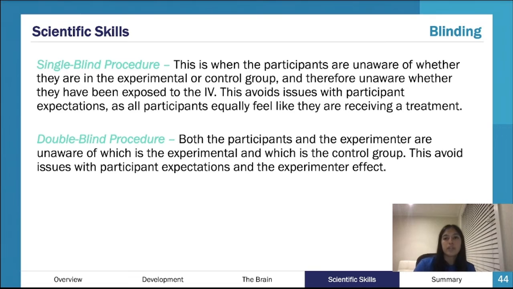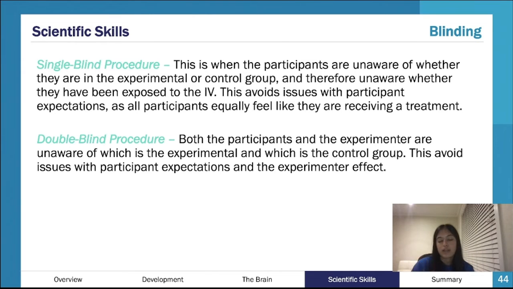Okay, so you guys may be familiar with blinding as well. So again, all of these steps are to prevent anything affecting the DV that isn't the IV. So you guys may be familiar with confounding variables.